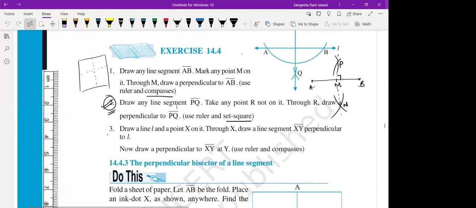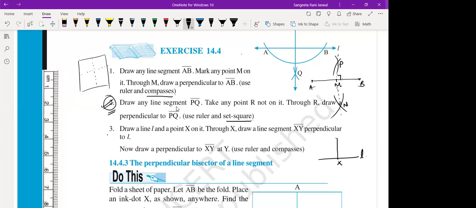Okay. Now see this question, question number 3. Please read question number 3, Neha. Yes, ma'am. Draw a line L and a point X on it. Through X, draw a line segment XY perpendicular to L. So we'll just try with a rough figure. This is a line L with a point X on it. Through X, draw a line segment XY perpendicular to L. So that means here we have to make a perpendicular line, right?